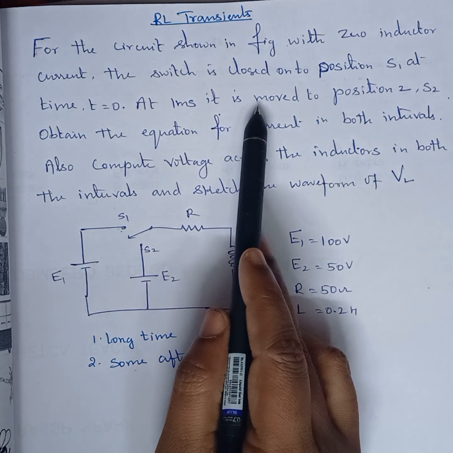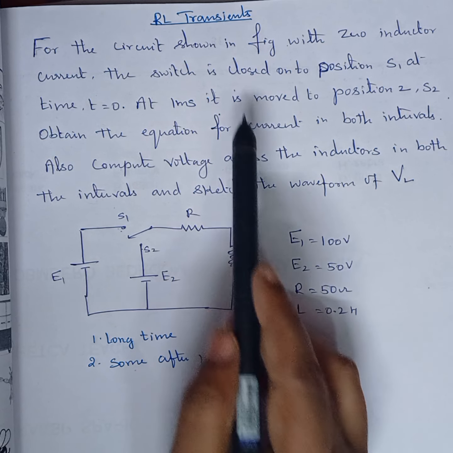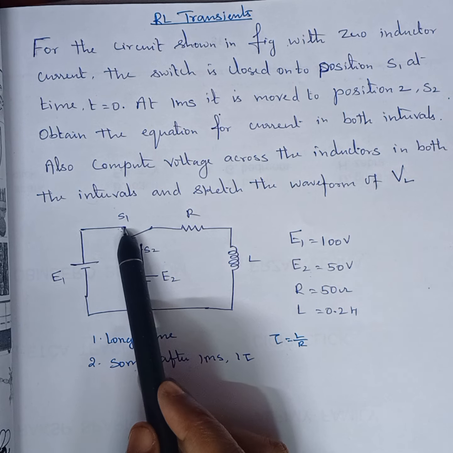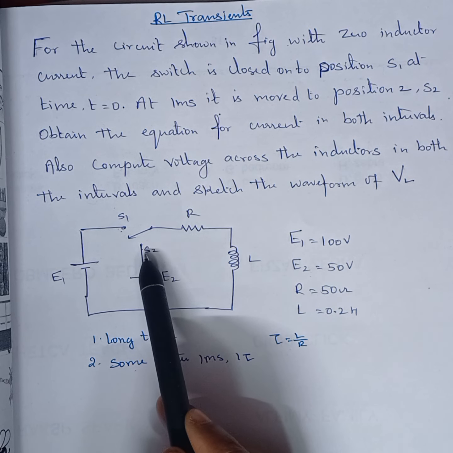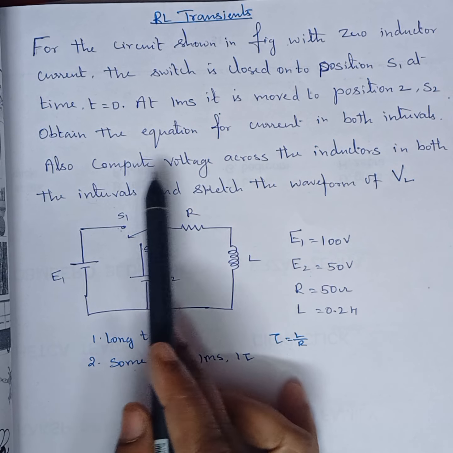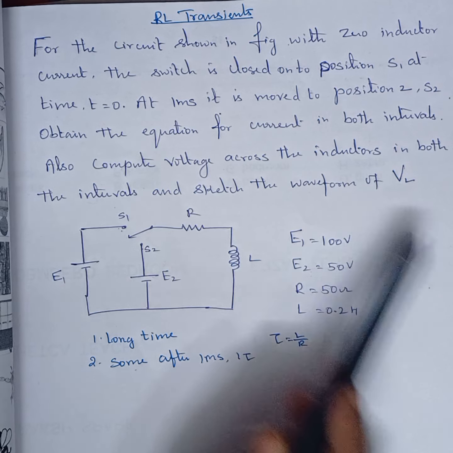Since it is moved at 1 millisecond and not after a long time, we have to form the transient current equation for the switch in position 1 as well as the switch in position 2. So we have to write equations for both. Okay, so we have to compute the voltage across the inductor in both the intervals and sketch the waveform of VL. This is the question.